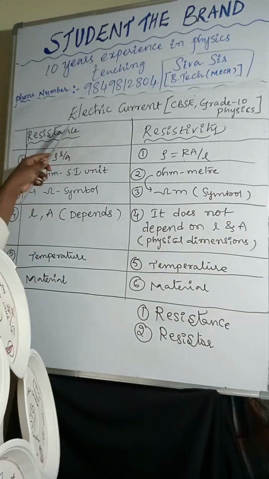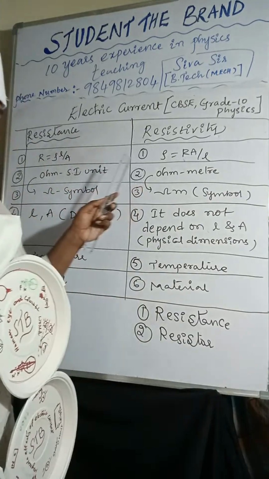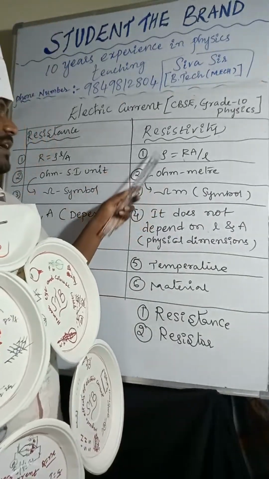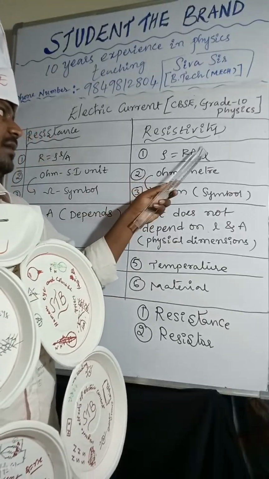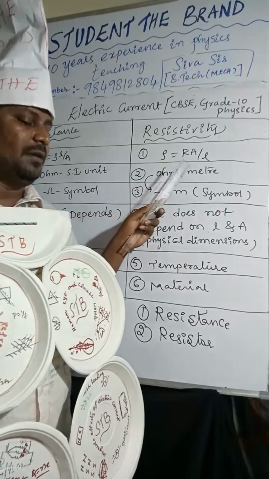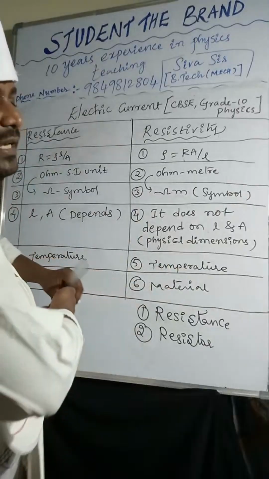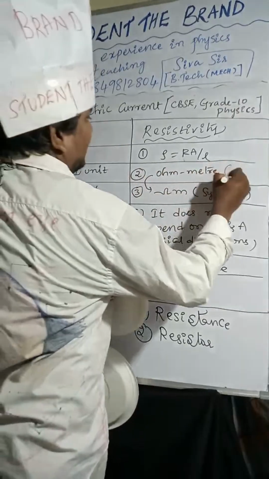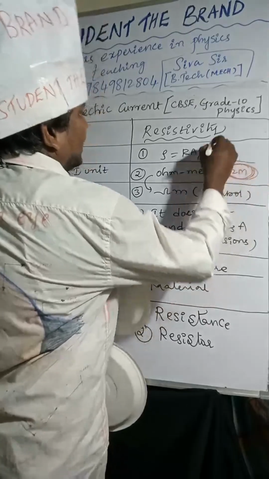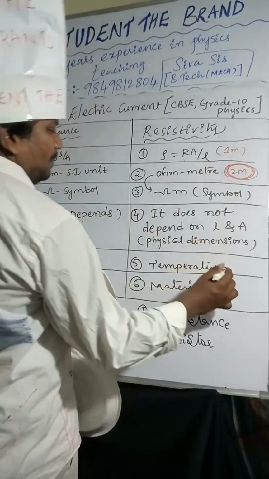So resistance depends on temperature. Resistance depends on the material of the conductor. Coming to the next one, resistivity: rho equal to RA by L. The SI unit of resistivity, a very important derivation. They will ask for this derivation for 2 marks. Even the definition they will ask for 1 mark, so both are 1 mark.